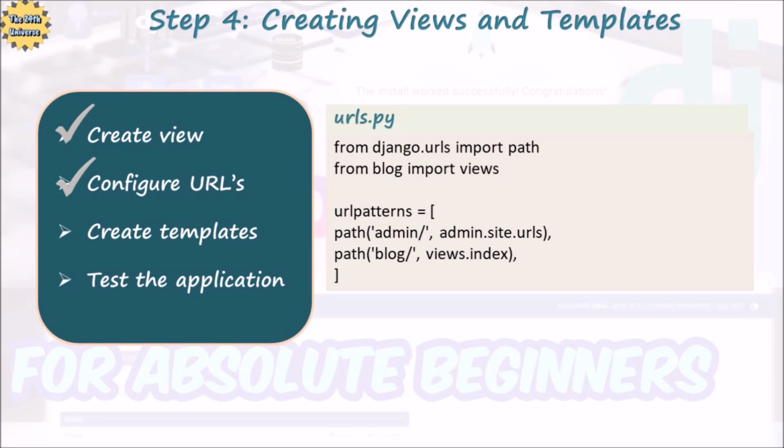Admin.site.urls, this includes all admin related URLs automatically. Path blog, views.index. In this, blog means that if the user visits example.com/blog, Django will call the index function from the views.py. Views.index refers to the function named index inside views.py, which handles what content should be shown for blog.